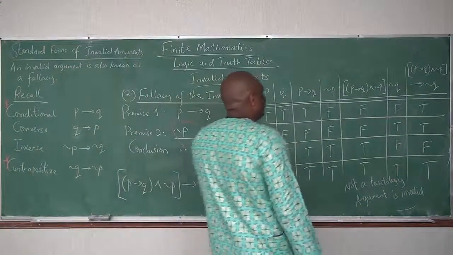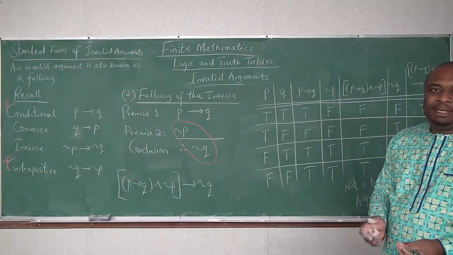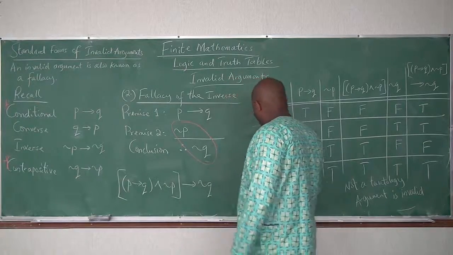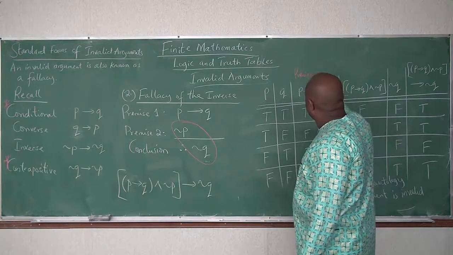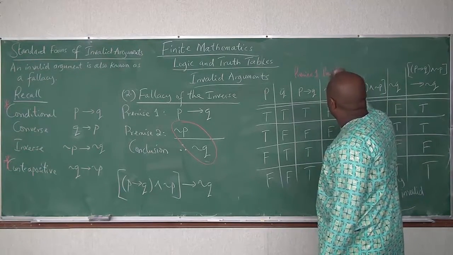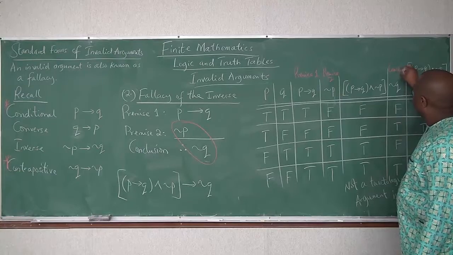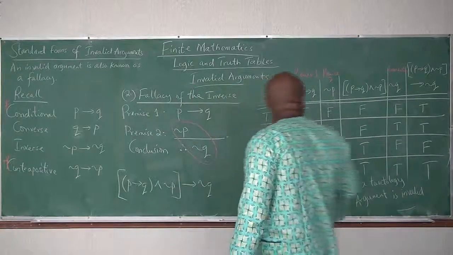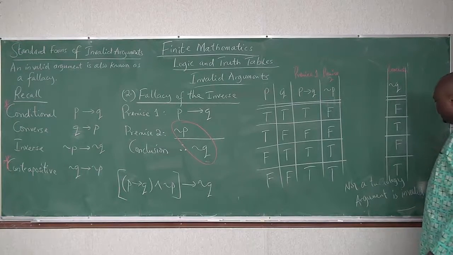Okay, so this is the first method. Now let's use the second method to determine that this argument is invalid. With the second method, let me write the premise. This is premise 1. And this is premise 2. And the conclusion is this. This is the conclusion here. So I don't need the rest of the thing, so let me go ahead and erase it. I don't need this one. And I don't need this for the second method.